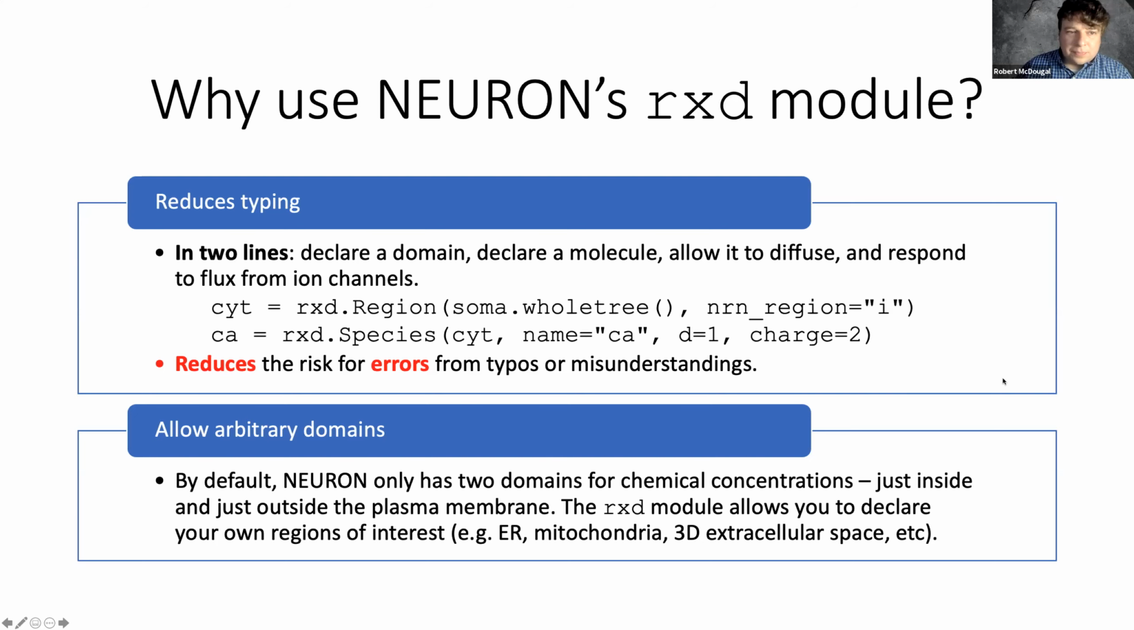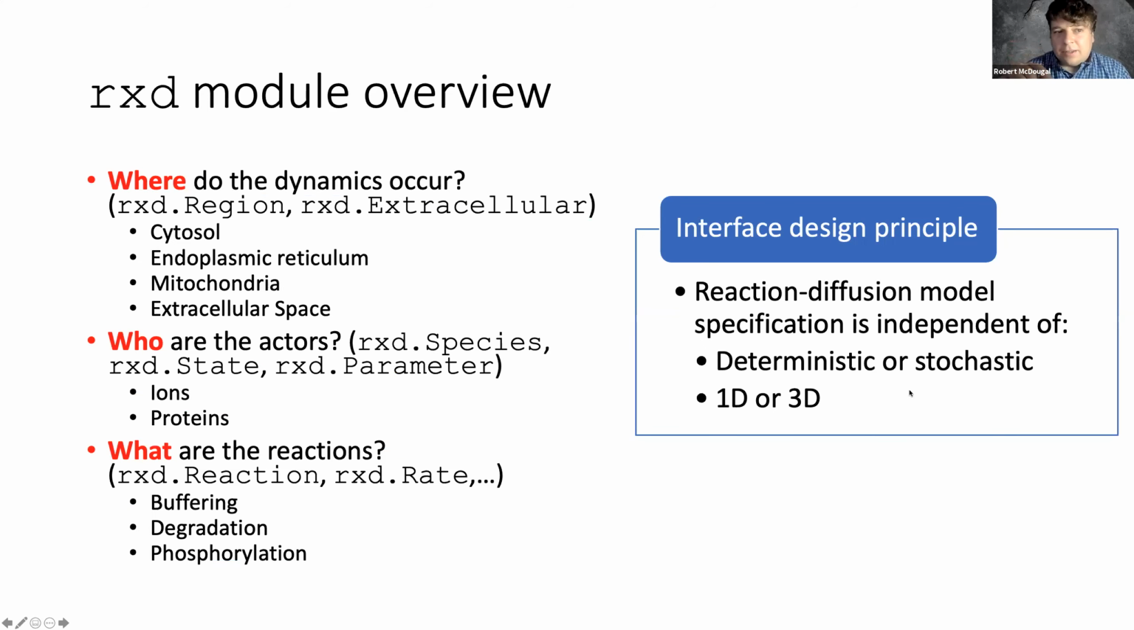So there's 3 main parts to specifying any sort of chemical dynamics. And again, if you want to know details, please go back and watch that video that was linked earlier. It's a 2-hour-long discussion. But basically, whenever you're describing chemical dynamics, there are 3 questions you have to answer. First of all, where does everything occur? So we can define regions of our cells.